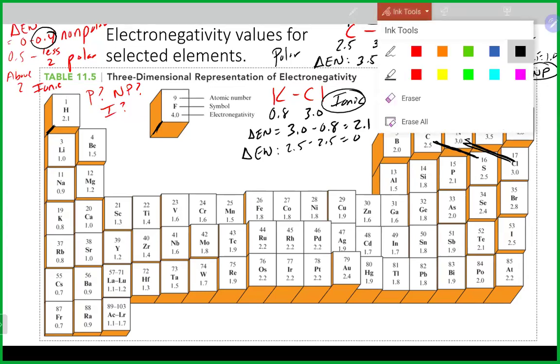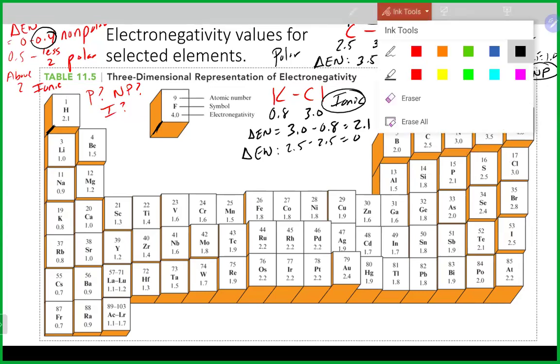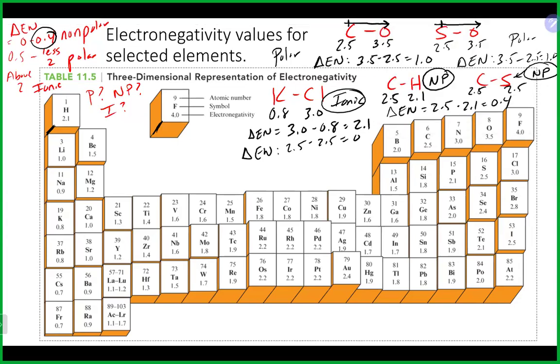Now, when you are looking to determine if a bond is polar or non-polar, do you really need the values in all cases? And the answer is, in a lot of cases, you don't really actually need the values to make a pretty educated guess on whether or not something will be polar or non-polar. For example, if we take a look at our carbon and oxygen, they are in the same row on the periodic table.